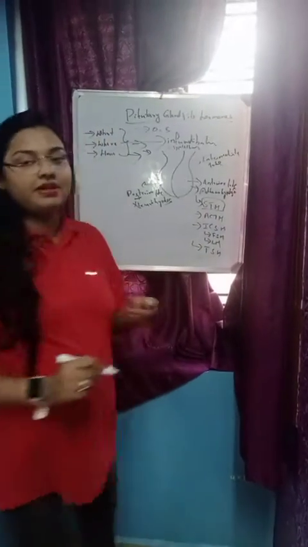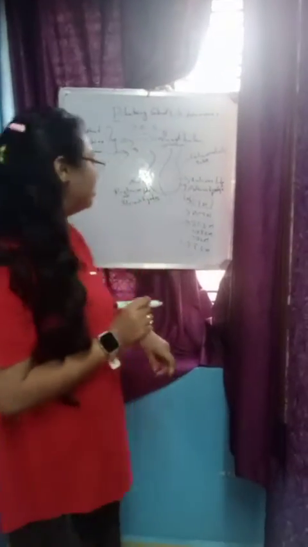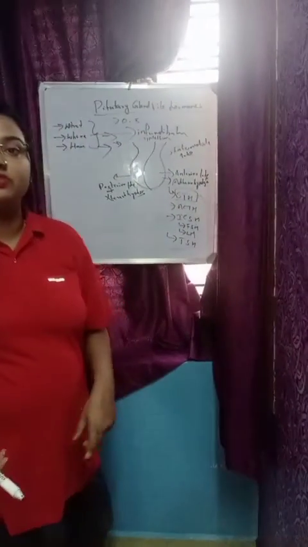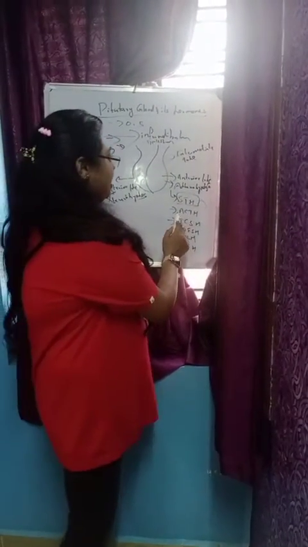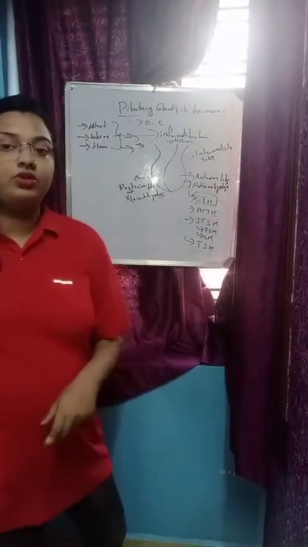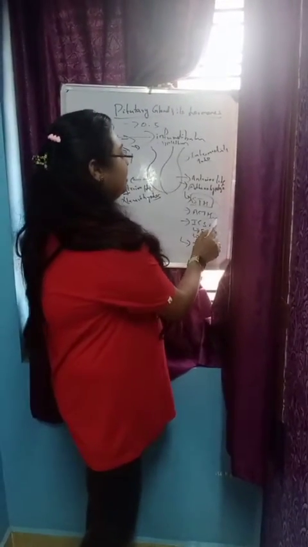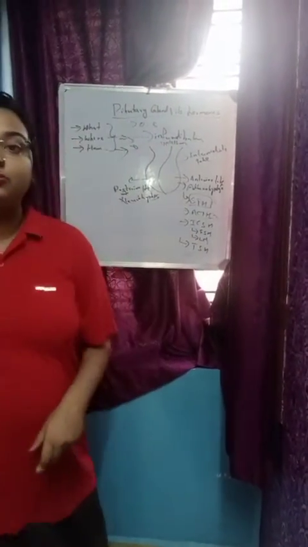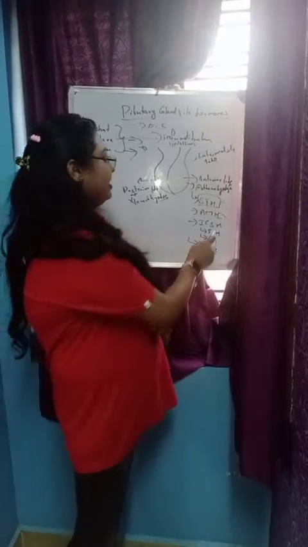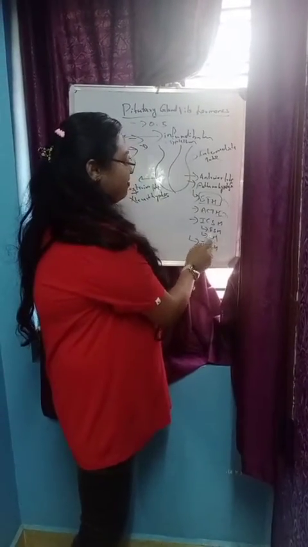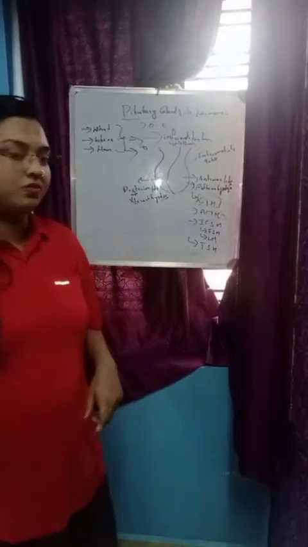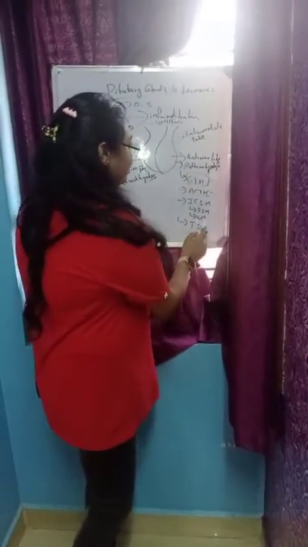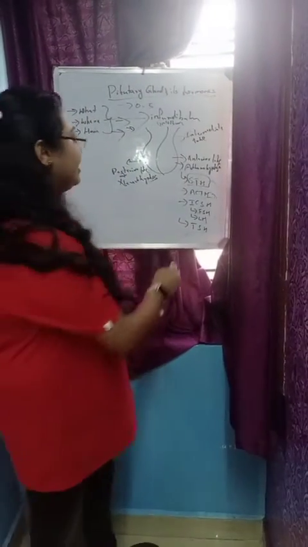STH is the growth hormone. It is also known as somatotropic hormone. It is directly responsible for growth in an individual. ACTH, adrenocorticotropic hormone, releases cortisol. ICSH is interstitial cell stimulating hormone, where it secretes two hormones: FSH, follicle stimulating hormone, in both male and female, and LH, luteinizing hormone.